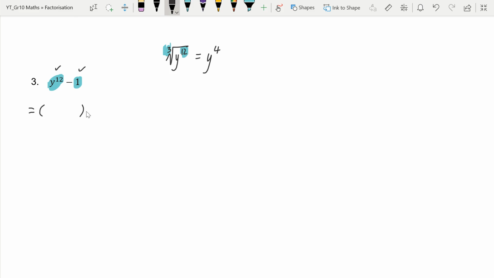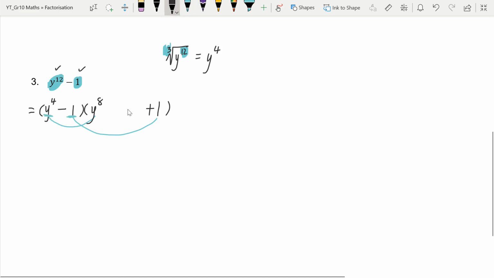There is our binomial. There is our trinomial. So if I put this into my bracket, that would be y to the power of 4. Sign is the same, minus 1. And then for the second bracket, I'm going to square that one, which will give me y to the power of 8. Then I'm going to square this one. 1 squared is just 1, and the sign will always be plus. Then I'm going to get the product between these two. I'm going to multiply them with one another, which will just give me y to the power of 4, and the sign will always be the opposite of what it is in the first bracket. And there we factorized it.